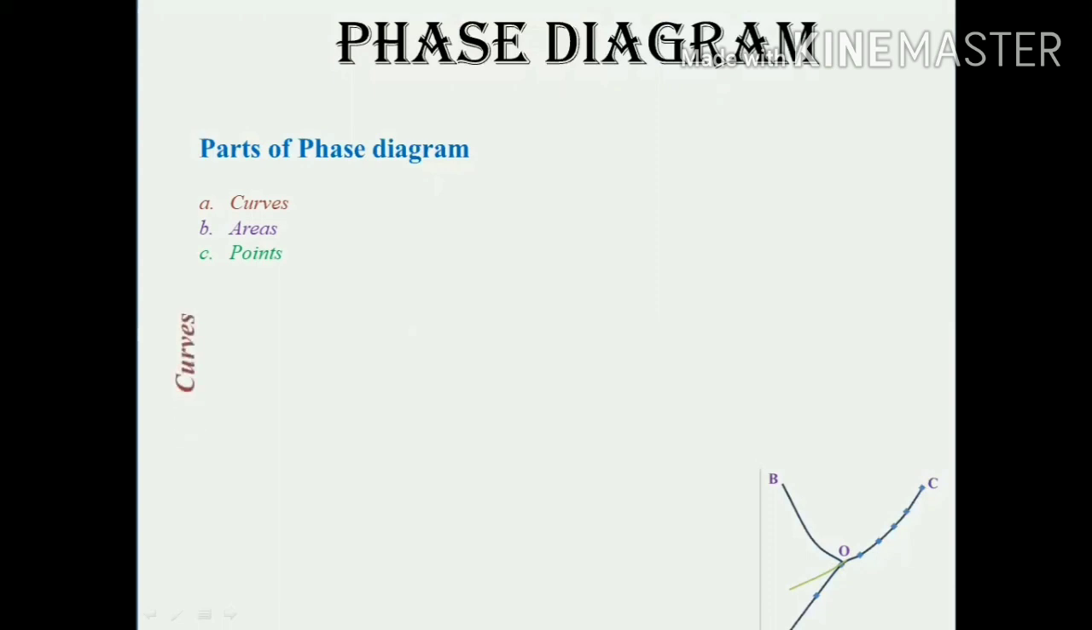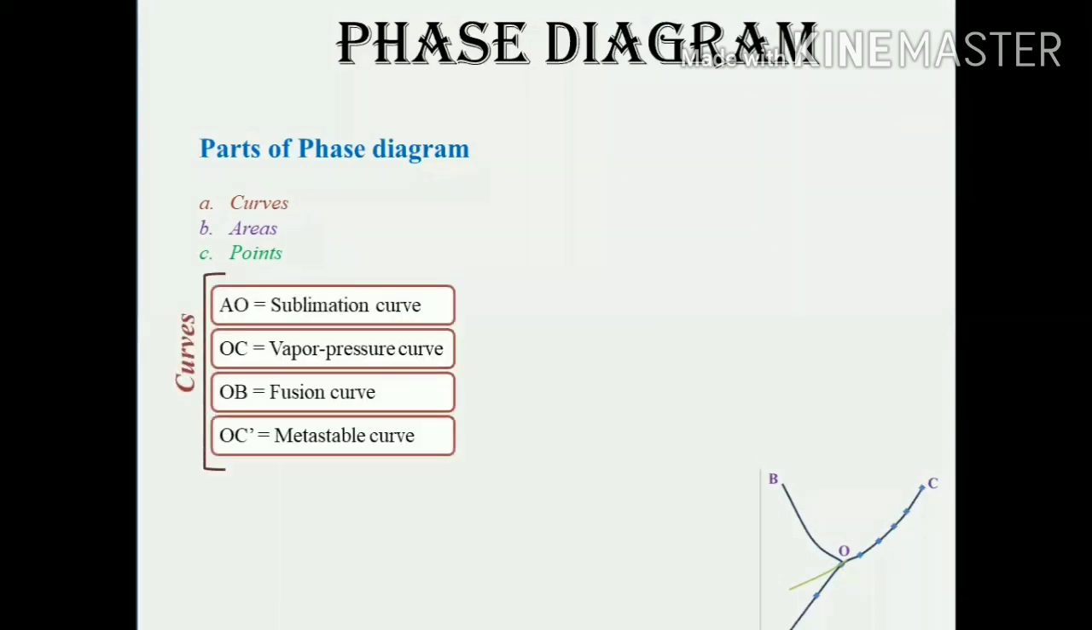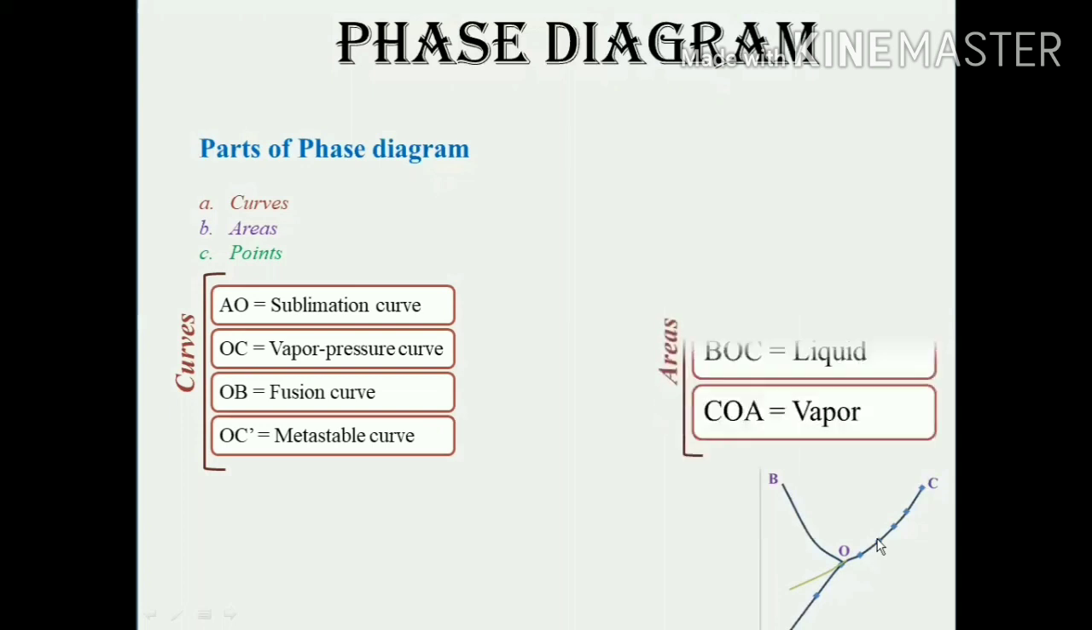So the curves we had: the sublimation curve AO, the OC curve, which was the vapor pressure curve, and the OB curve, which is called the fusion curve, and the OC dash curve is called the metastable curve.